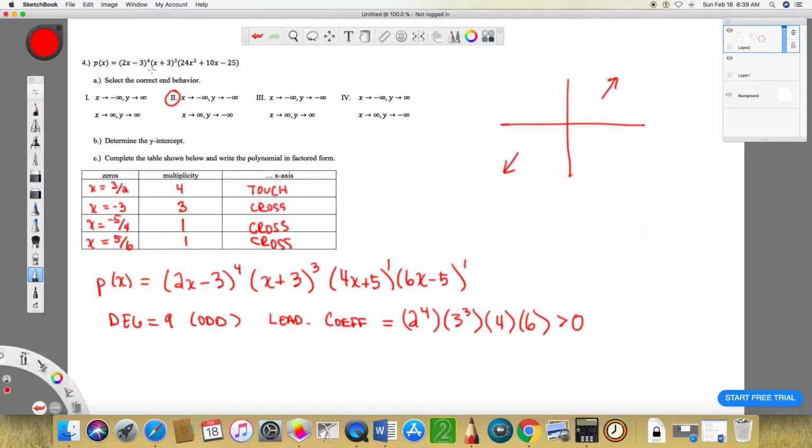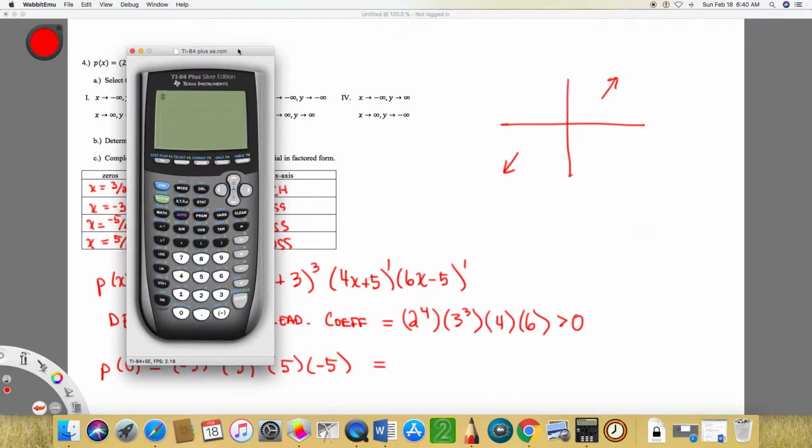The y-intercept, if we plug in 0 into the polynomial, now I am going to have to do some multiplying, aren't I? Negative 3 to the fourth. Well, I'm going to let the calculator do it. I'm not going to do it.